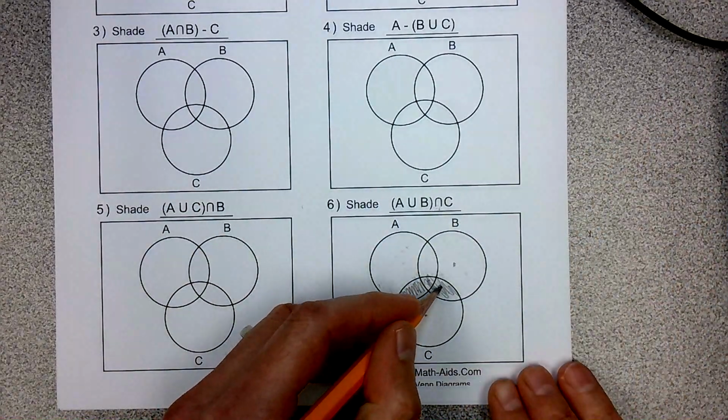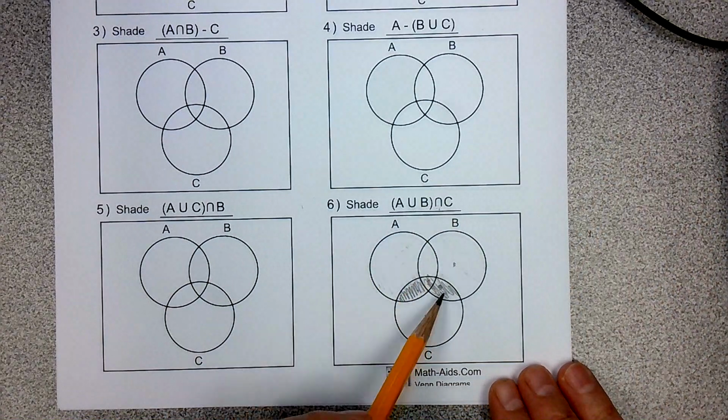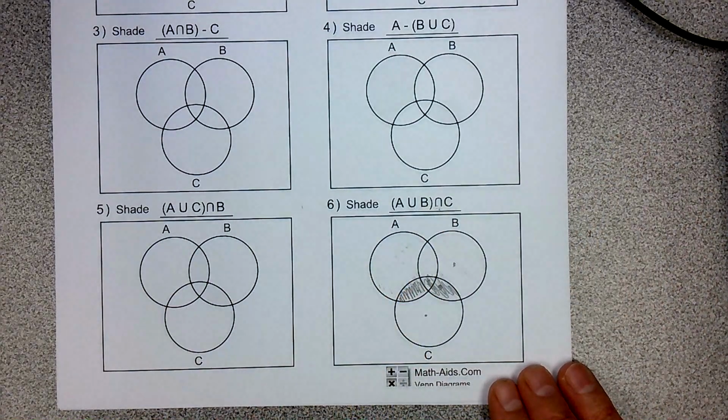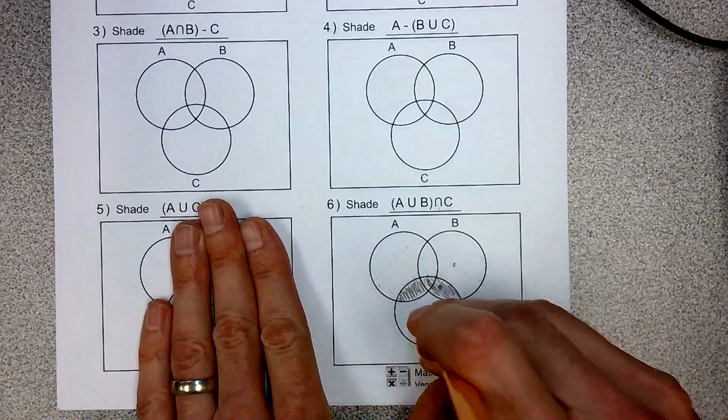This dot here, is it in the union of A and B? Yep, it's in the union of A and B. Does it intersect with C? Yeah, it overlaps with C. So yes, this region here must work. That's how you could do it dot by dot if you wanted to.